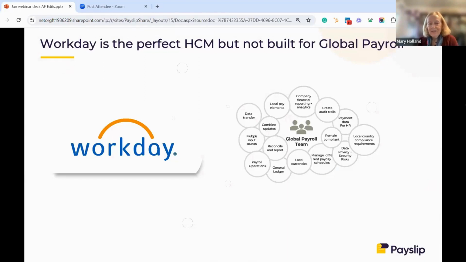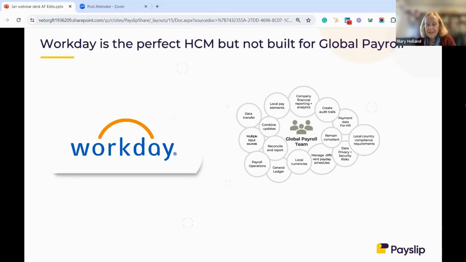So we all know that Workday is the perfect HCM. For people looking at the HCM journey, as you do your due diligence, you're going to decide that Workday is a great HCM that can contain all of the human capital management information that's available, with multiple pieces and the power to support your business strategically in any direction as you manage your workers across the world.